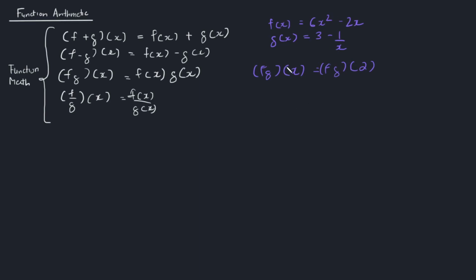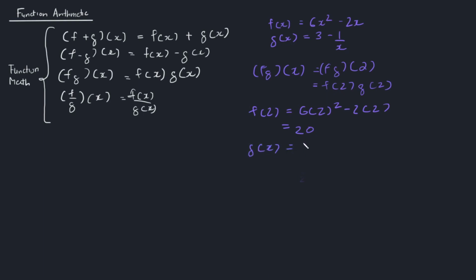Well, all we have to do is sub those two in and then multiply them together. So we know that this is actually equal to f of 2 times g of 2. So let's start by evaluating these now. And let's start with f of x. So f of 2 is equal to 6 times 2 squared minus 2 times 2. If you simplify this, you just get 24 minus 4, 20.